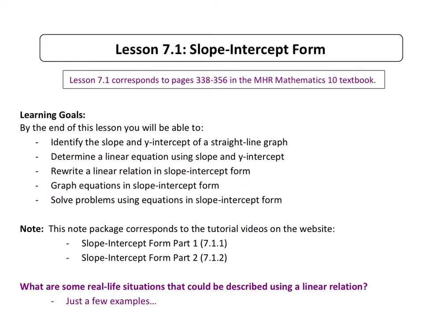So in section 7.1, the slope-intercept form, we're going to be looking at one specific type of way to write a linear equation. And this one leads from slope that you learned in section 6.5. So we're going to be identifying the slope and y-intercept of a straight line graph, determining the linear equation using the slope and the y-intercept, rewriting other linear relations into slope-intercept form, graphing equations that are given to you in slope-intercept form, so you're given an equation, you have to draw the graph, and then solving problems using these equations.